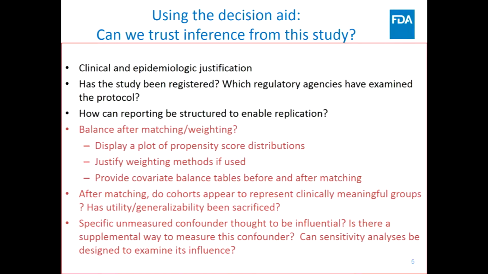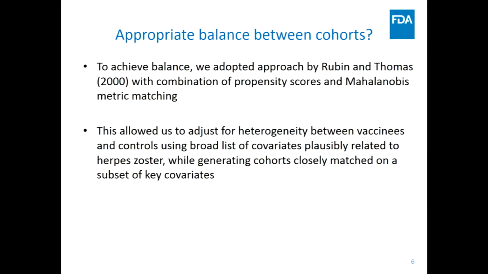Now, let's get into the more interesting part. What's the balance before and after matching? Did we address and measure confounders or not? Was there a good balance between cohorts? We adopted a classical approach now by Rubin and Thomas, in which we combine propensity scores and Mahalanobis distance. Propensity scores for a huge number of covariates, and Mahalanobis distance, which can be used not only for continuous variables, but you could add discrete variables using quadratic equations. And then we got a much tighter match, which I hope I will prove to you.